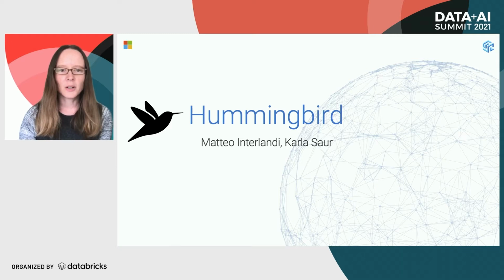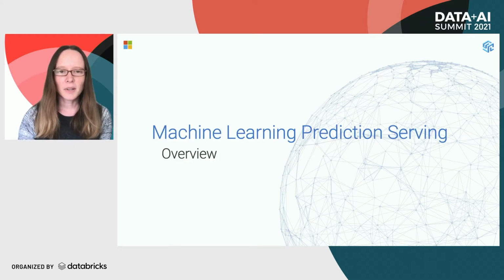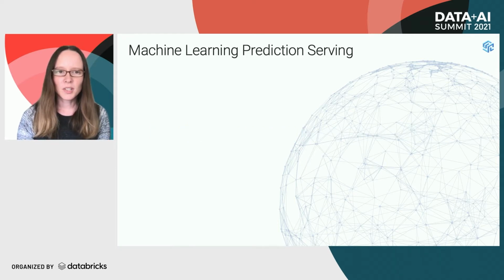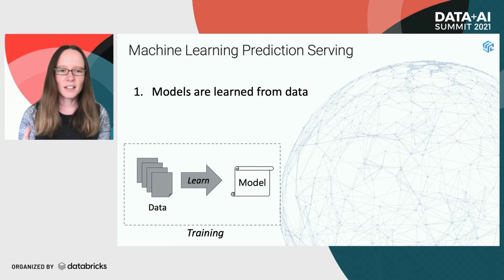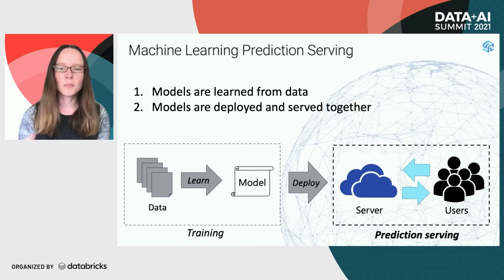Hummingbird is a library for machine learning prediction serving. But first, I'll go a little bit into an overview of what that means. When you're getting started with machine learning, you have a bunch of data. You want to perform some learning, some training process, which will then output a model. Once you have the model, you're ready to deploy that model to some sort of server and serve that to a bunch of users. The second part where this prediction serving is happening, that's the focus of Hummingbird.